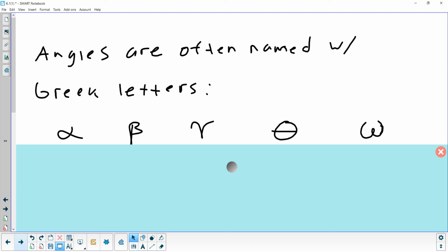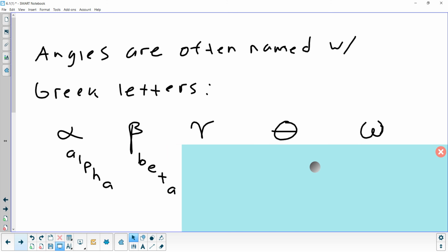Does anybody know the name of the first one? No, John? Alpha. Yeah, that's alpha. So that's a Greek letter that we'll use quite a bit when we do solving right triangles and study law of sines and law of cosines. How about that second Greek letter? Anyone know what that one is, Michael? Beta. Yep, that's beta. These are also all lowercase. There is a capital alpha and a capital beta. These are lowercase.